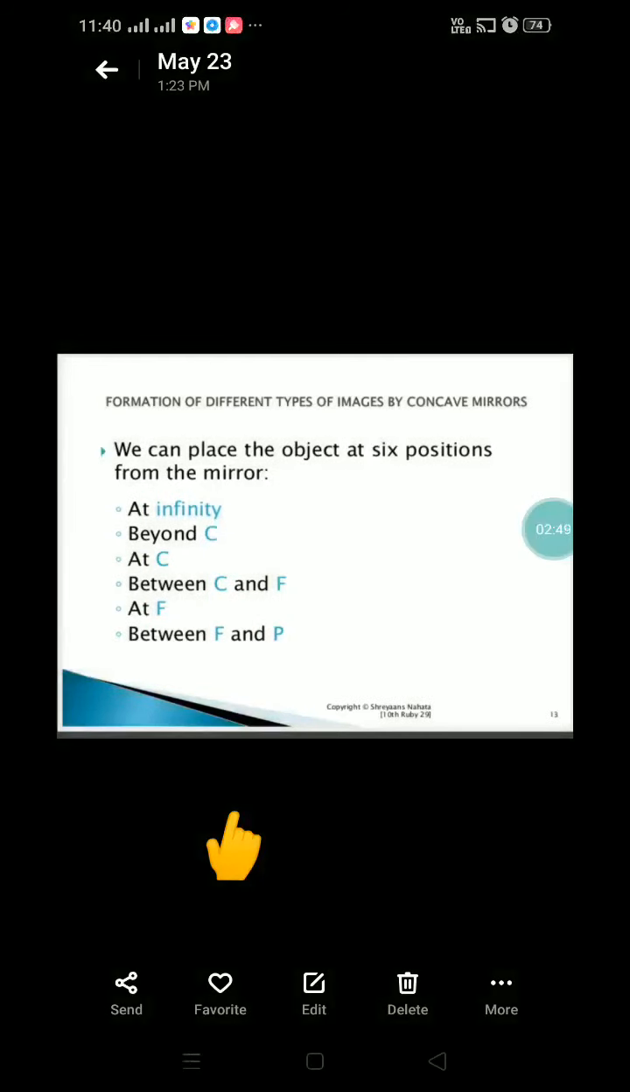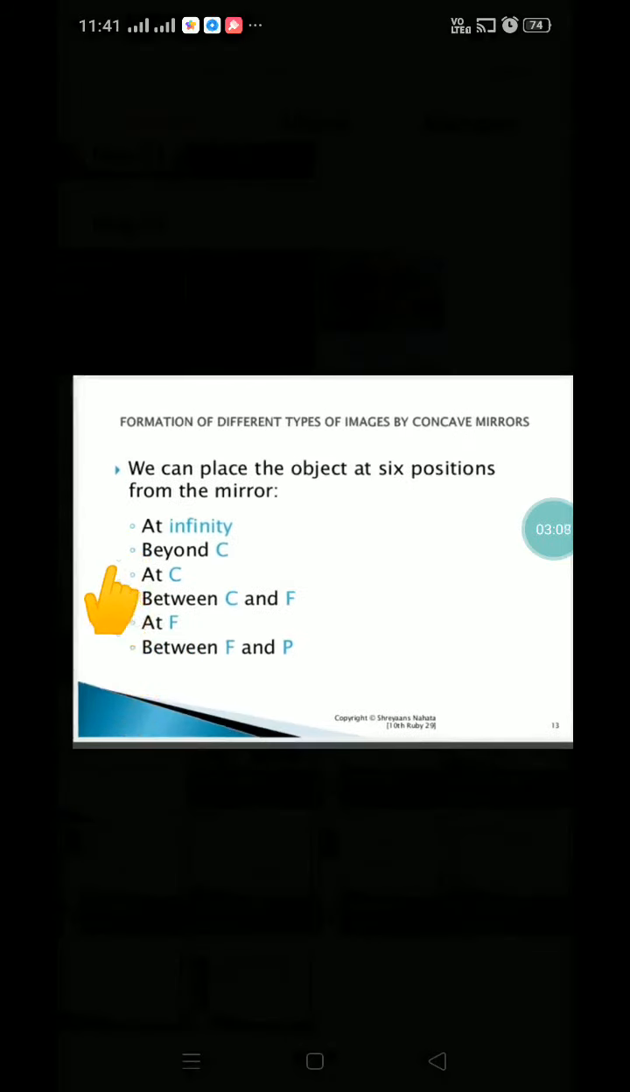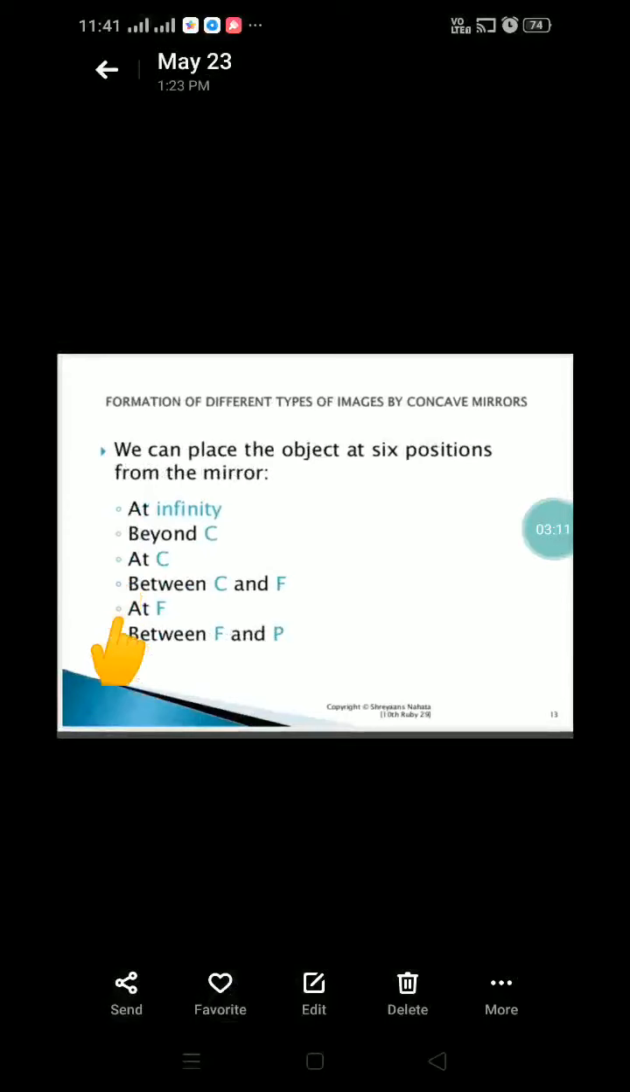We can place the object in 6 different positions. The positions are: first one, object at infinity; second one, beyond C; third one, at C; fourth one, between C and F; and fifth one, at F; and sixth one, between F and P. These are the 6 different positions of objects.